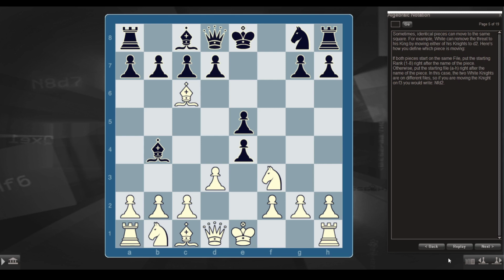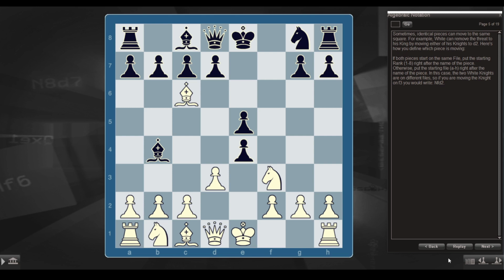Sometimes identical pieces can move to the same square. For example, white can remove the threat to his king by moving either of his knights to D2. Here's how you define which piece is moving. If both pieces start on the same file, put the starting rank, 1 through 8, right after the name of the piece. Otherwise, put the starting file, A through H, right after the name of the piece.